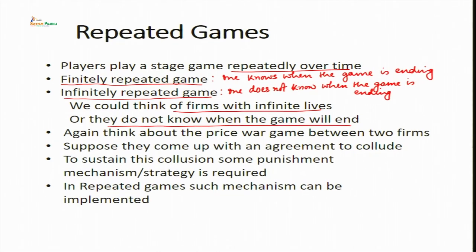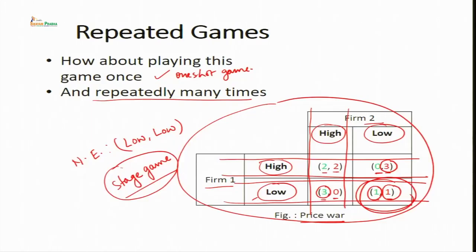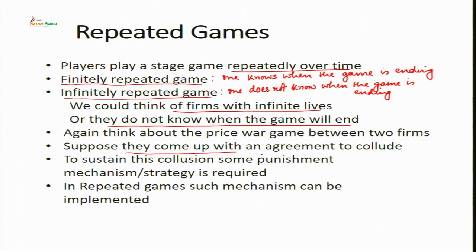So, as I was telling, think about this game that we saw just now, the price competition or price war. Low comma low is a Nash equilibrium when they play this game just once. Okay. Think about it again in a repeated games kind of setting. It may also happen that both firms come up with an agreement to collude. Okay. It often happens, we have come across these kinds of news. So, what happens if they collude?